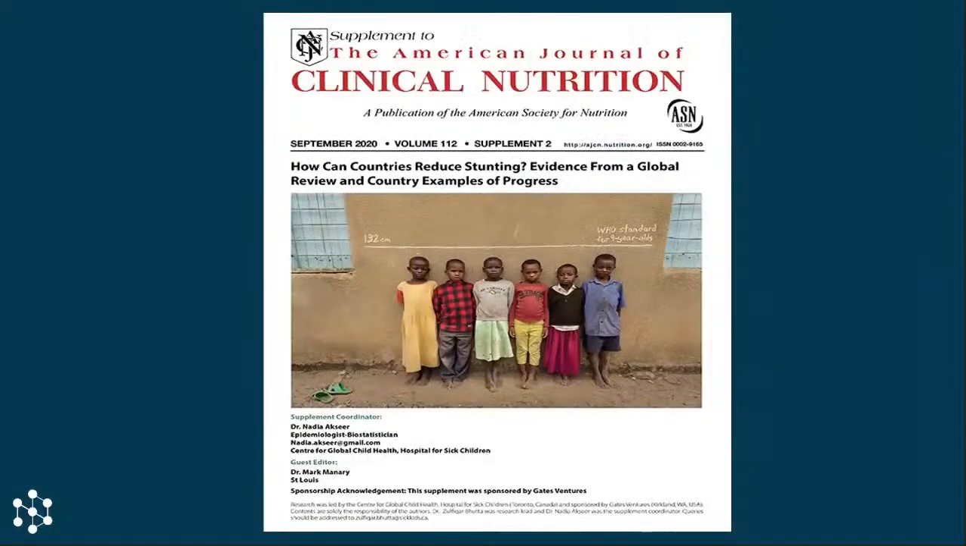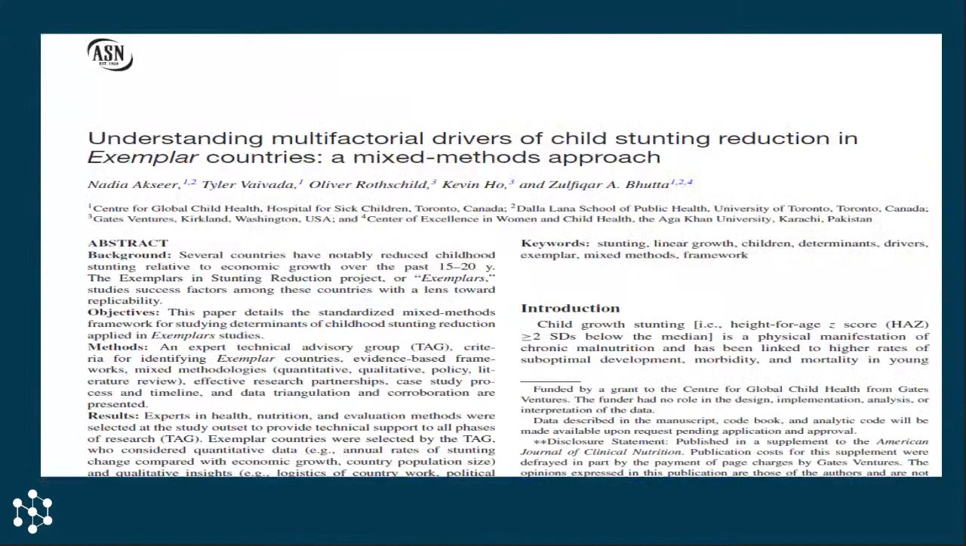So we've done this for the stunting exemplars work, and our work has been published in a supplement. This is the supplement cover page. There are 9 papers here. In one of the papers, we dig deeper into the methodology. So you can find this online. It was published in the AJCN journal.